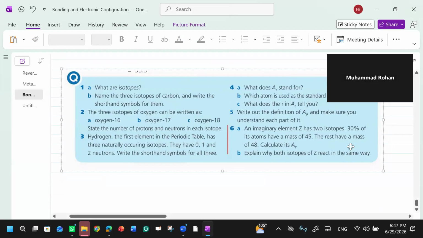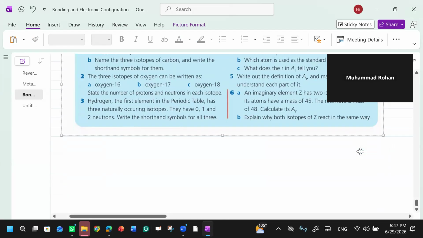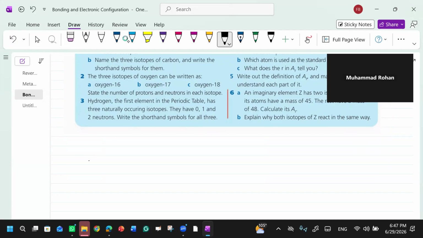Okay. So you have this question. Firstly, oxygen 16, 17 and 18, right? Now if we talk about oxygen 16, how many protons will be there? And how many neutrons will be there? For this, you must know the atomic number of oxygen. You know what the atomic number of oxygen is? It's 8. Okay, so you know this.